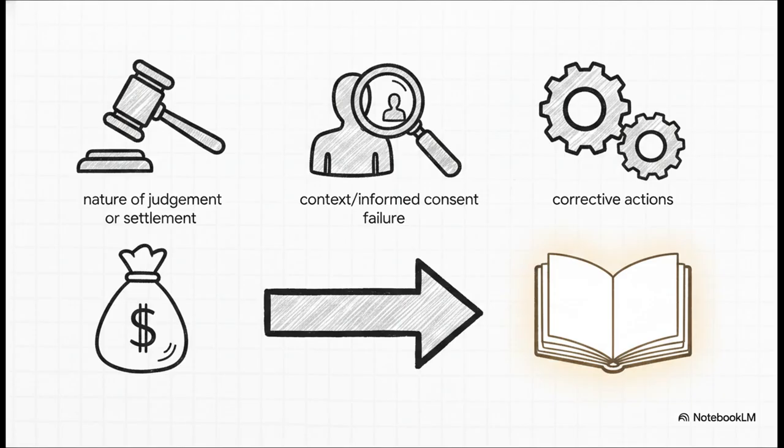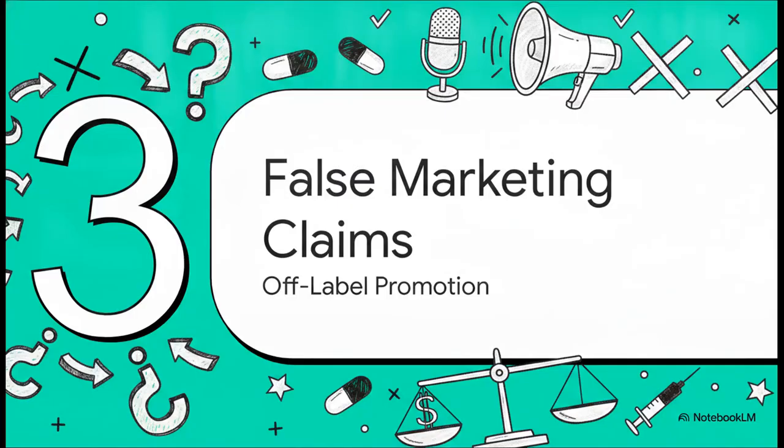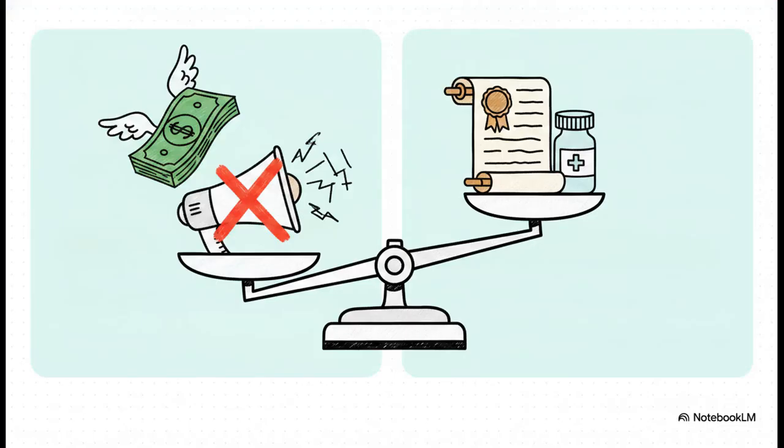This basically transforms a raw financial number into a compelling narrative of accountability. All right, Section 3, false marketing claims and off-label promotion. This brilliantly illustrates a risk and rule framework built right into the standards. On one side, we see the stark financial penalty. Metric 270A.1 tracks the exact monetary losses from legal proceedings over false marketing.